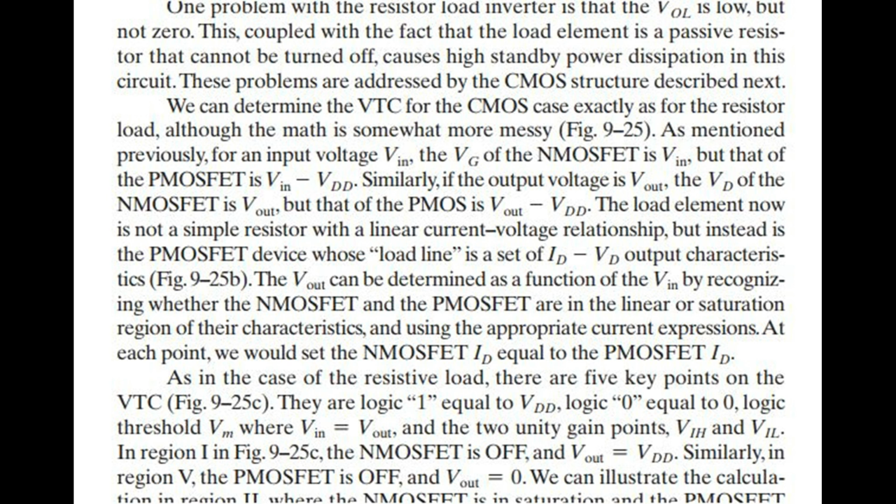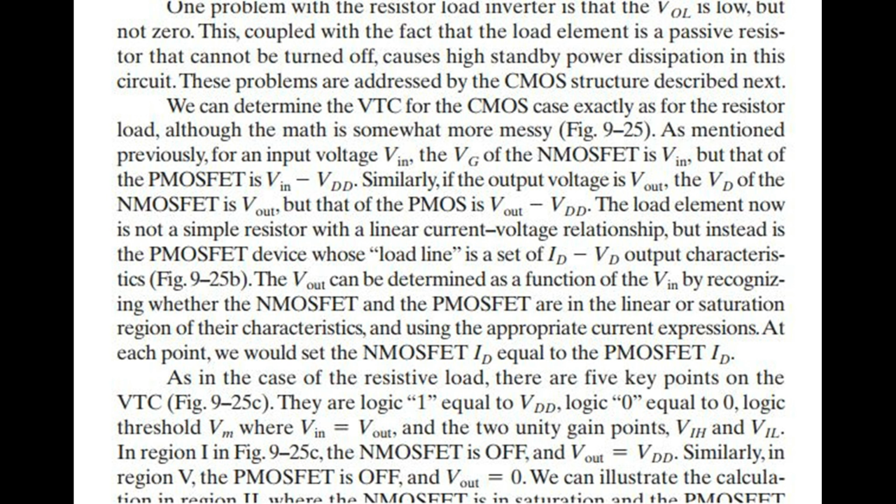As in the case of the resistive load, there are 5 key points on the VTC, Fig 9.25c. They are logic 1 equal to VDD, logic 0 equal to 0, logic threshold VM where VIN equals VOUT, and the 2 unity gain points, VIH and VIL. In region I in Fig 9.25c, the N-channel MOSFET is off, and VOUT equals VDD. Similarly, in region V, the P-channel MOSFET is off, and output voltage equals 0.